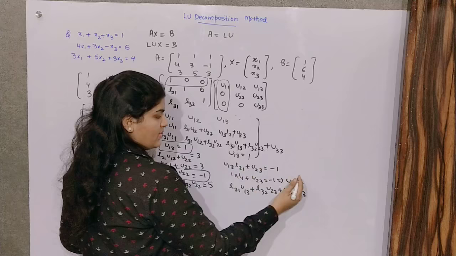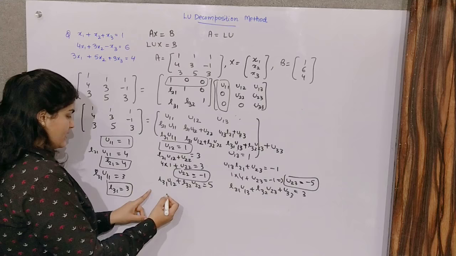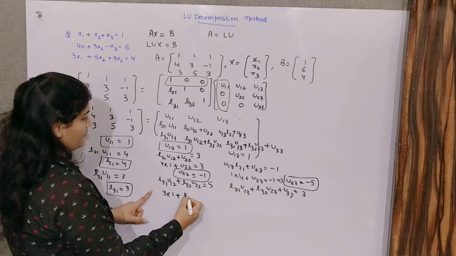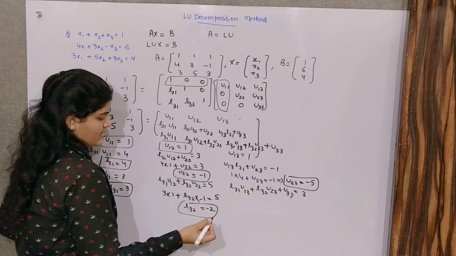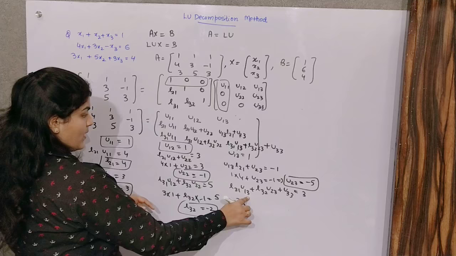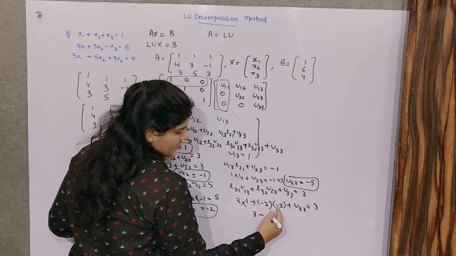Now U11 is 1, so L31 becomes 3. L31 is 3, U12 is 1, L32 we have to find out, and U22 is minus 1. So 5 minus 3 is 2, and this gives L32 as minus 2. Now L31 is 3, U13 is 1, L32 is minus 2, U23 is minus 5, plus U33: 3 times 1 is 3, minus minus becomes plus, right?